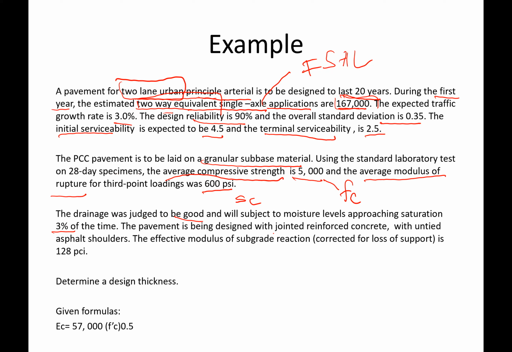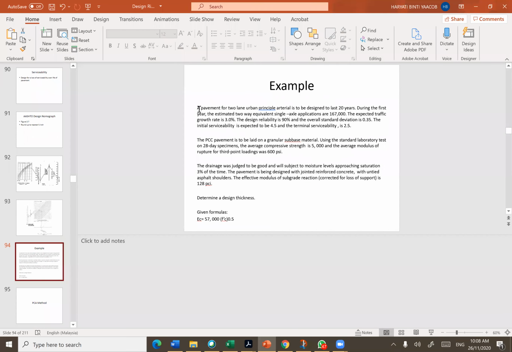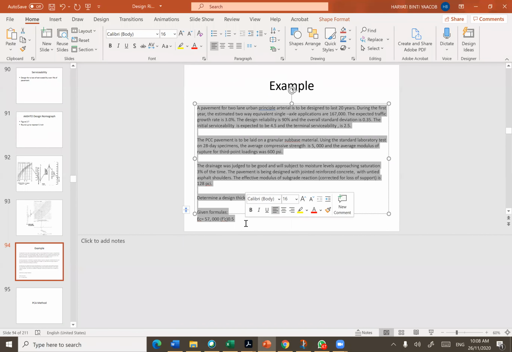The pavement is being designed as a JRCP with untied asphalt shoulder, right? And the effective modulus of subgrade reaction corrected for loss of support, right, is 1 to 8. Okay, this is the K. Determine the thickness of the concrete slab. Right, so how are you going to do that? First of all, you have to list down all the information. What are the things that have been given inside this question?